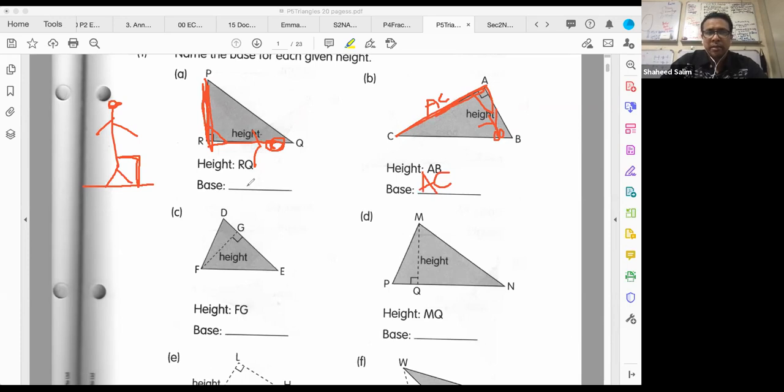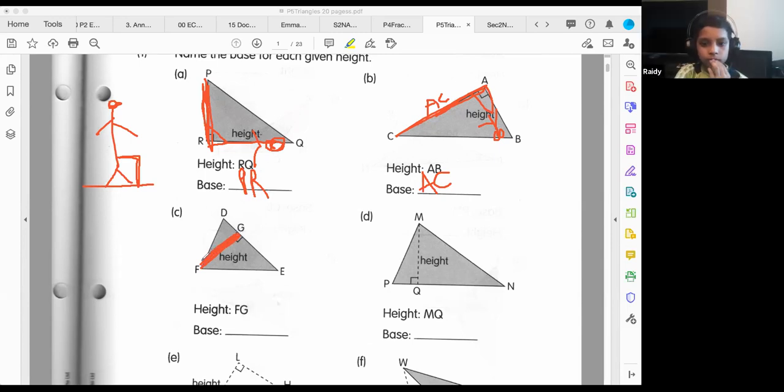This one down here is PR or RP. Now you try now. Okay, Shafia, this down here is the height. Where is the base? Is DF the base? Is FE or EF the base or DE the base? You must remember, you must draw it in a way that the legs are standing on the ground straight. Can you see now?